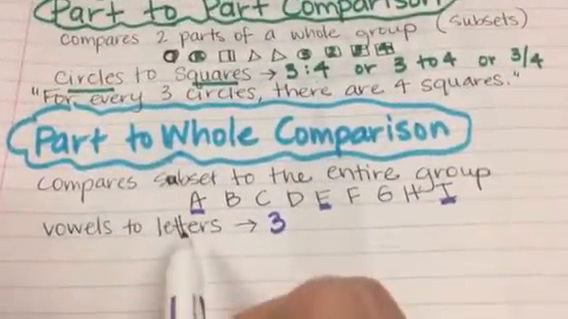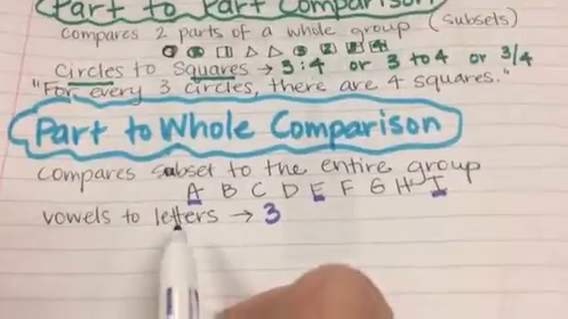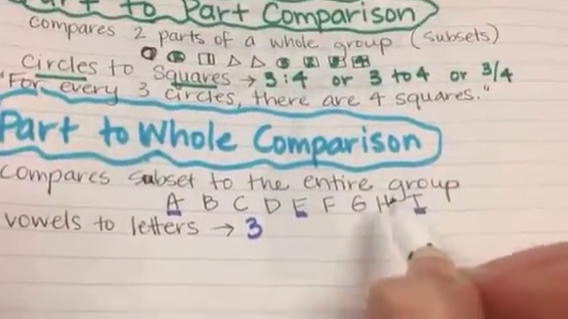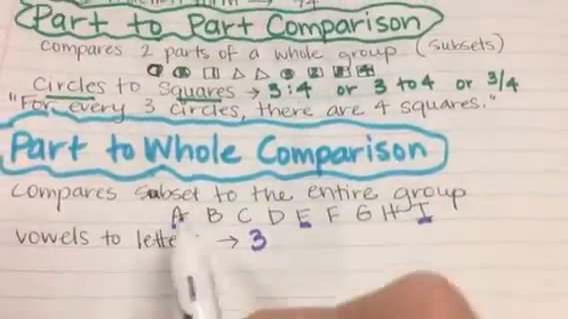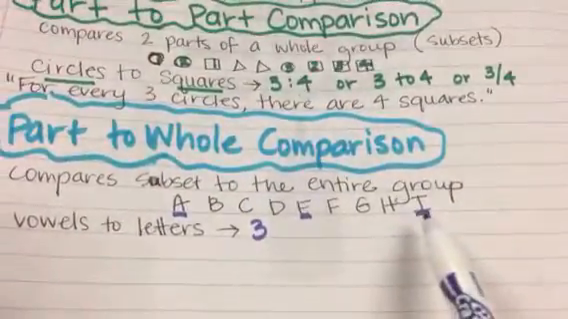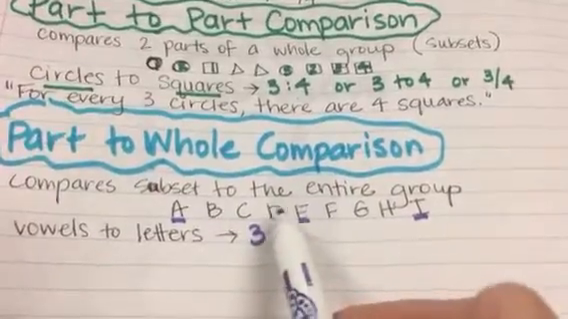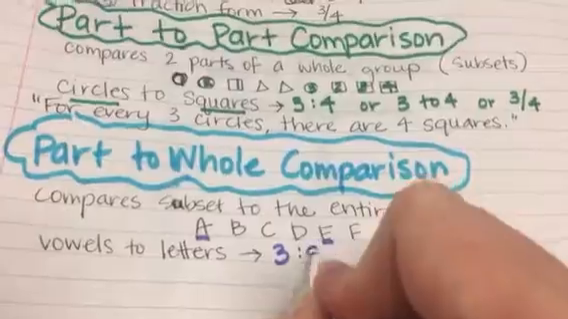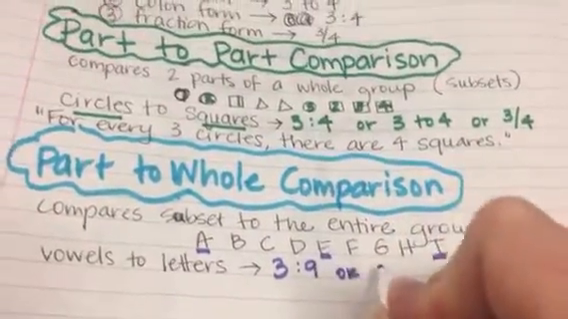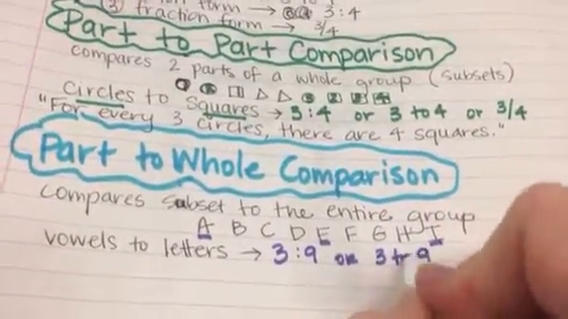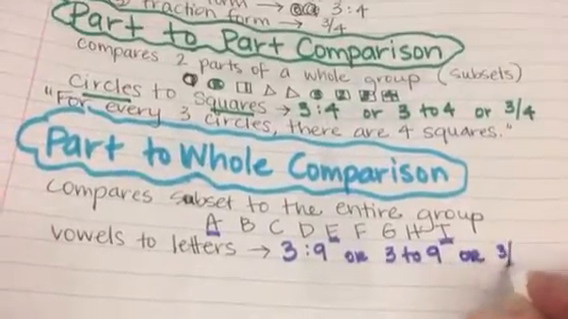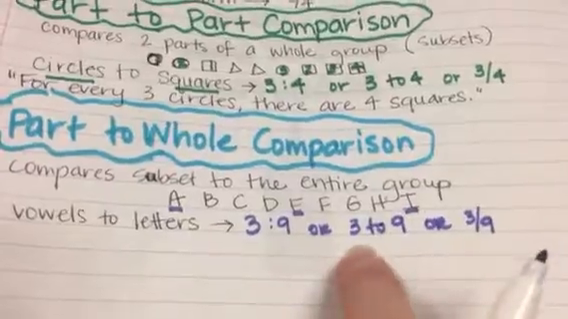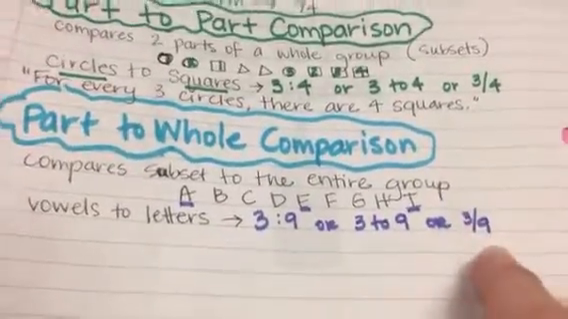Now I'm trying to compare that to the total letters in my list. That doesn't mean that I don't count the 3 vowels, because if I want the total number of letters, I have to count anything that's a letter. So 1, 2, 3, 4, 5, 6, 7, 8, 9 letters. So that means that it looks like this, depending on how I write it. So 3:9, or 3 to 9, or 3 out of 9.